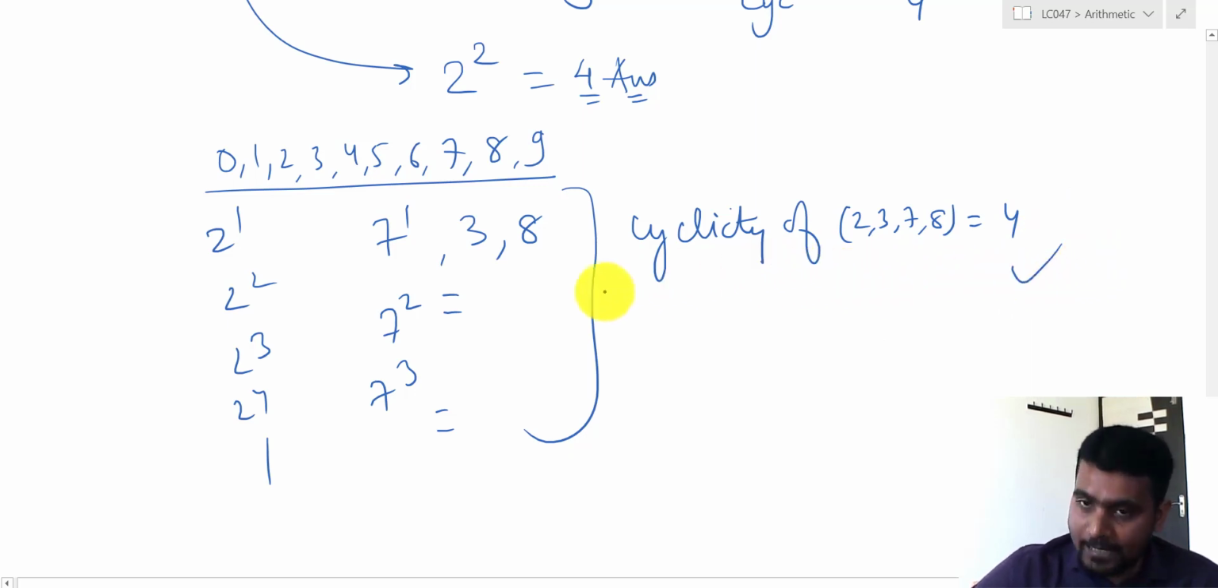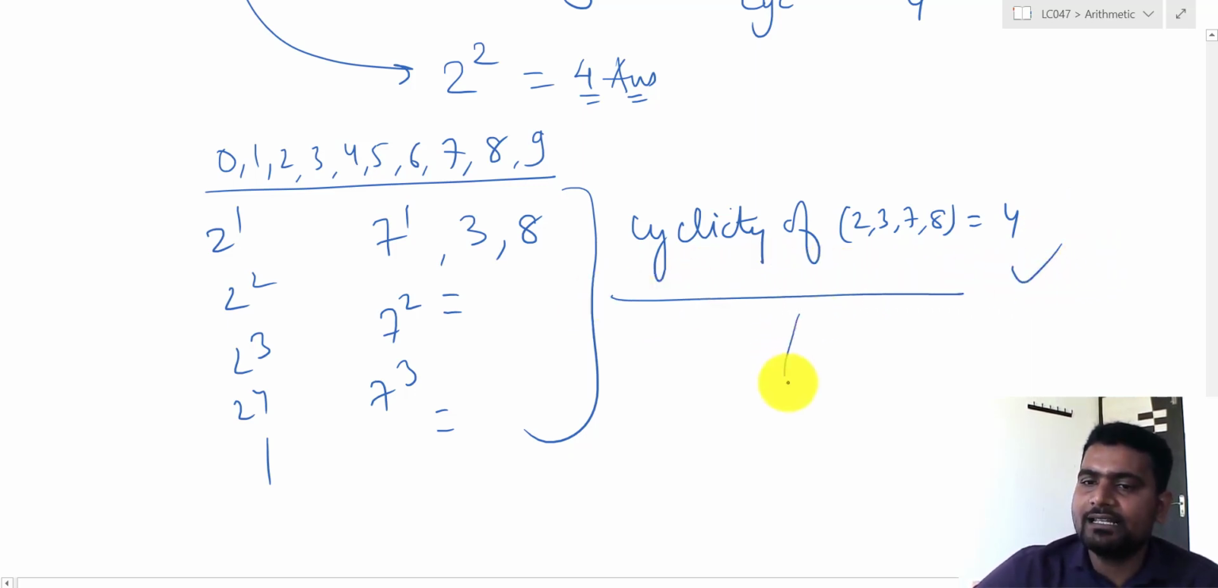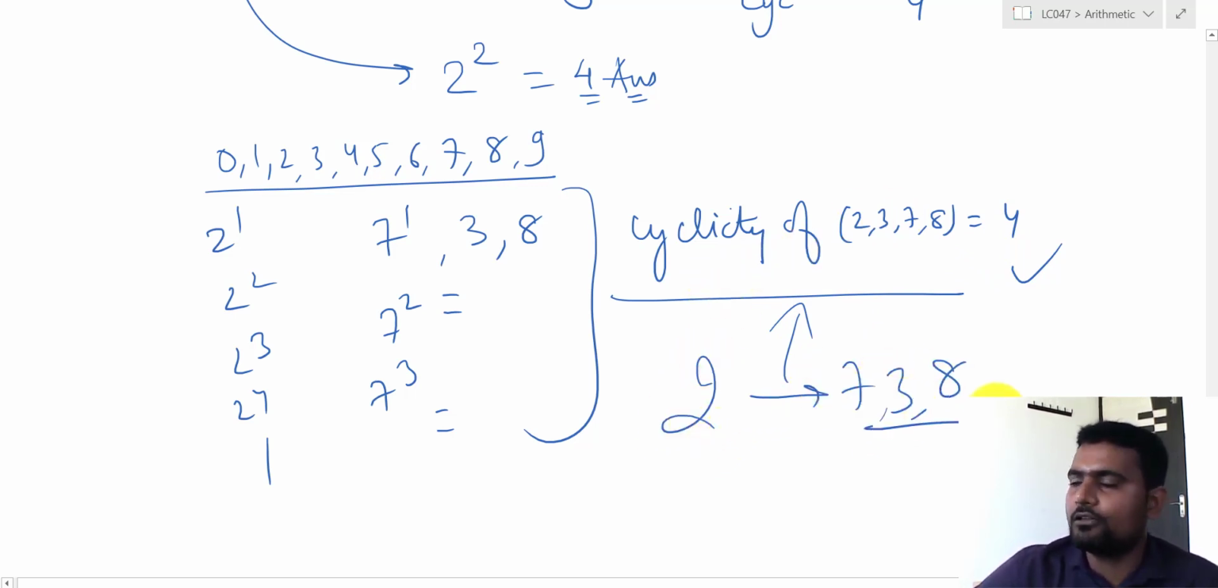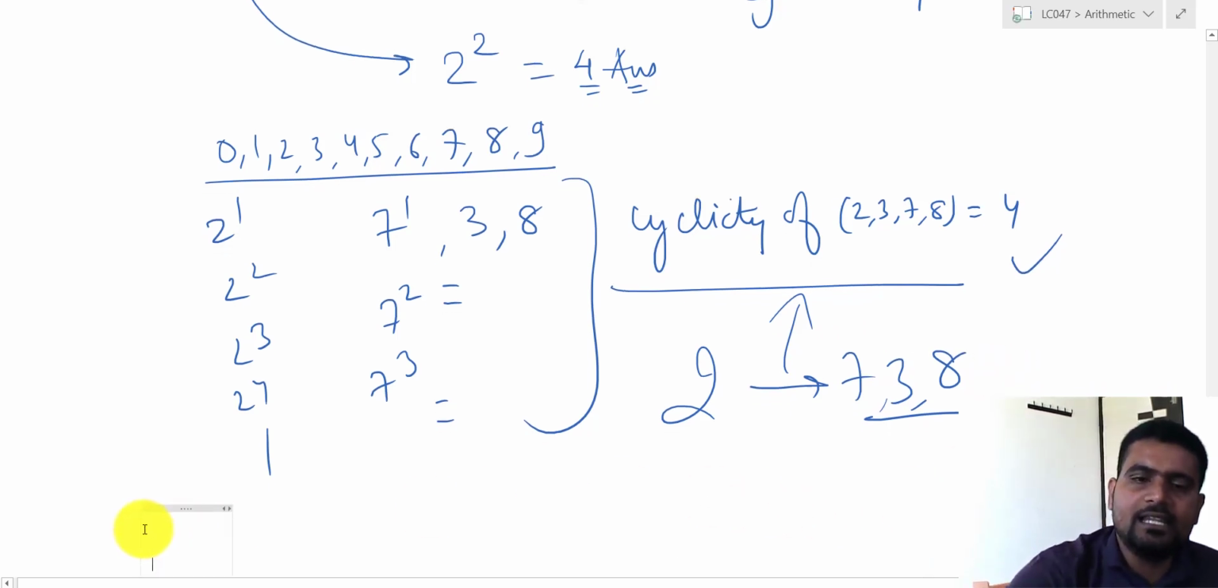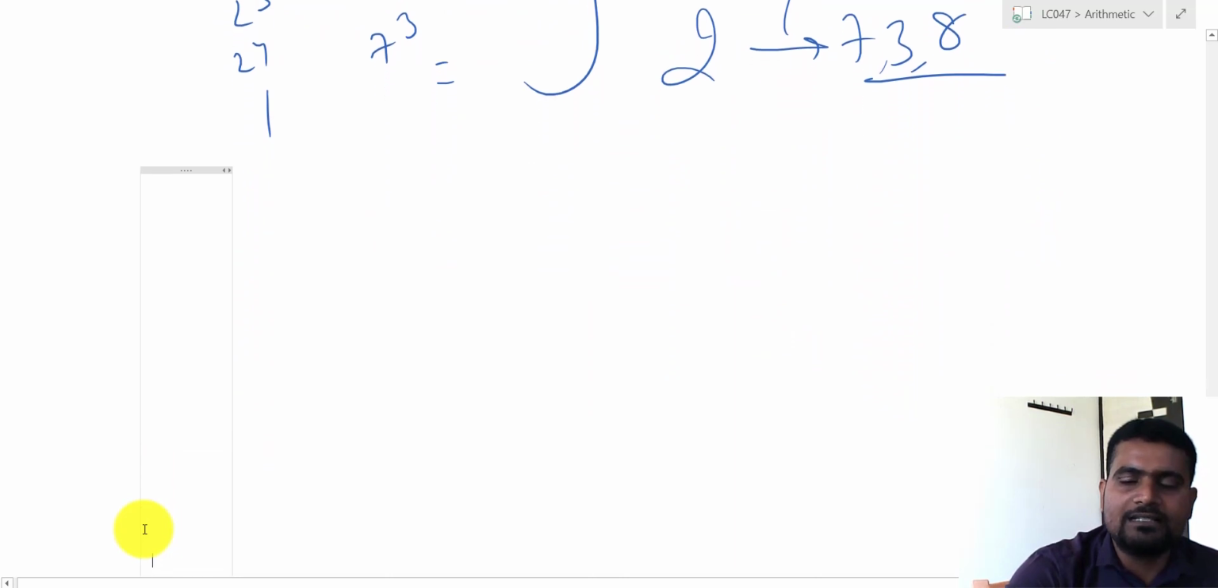Try it. Okay, so I'm telling you the cyclicity of 2 3 7 8 is 4. So whatever procedure you have followed for 2, the same procedure will be there for 7 3 8 also. Okay, let's see the example.